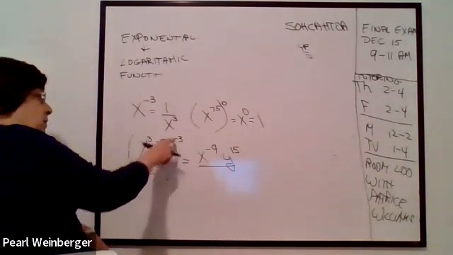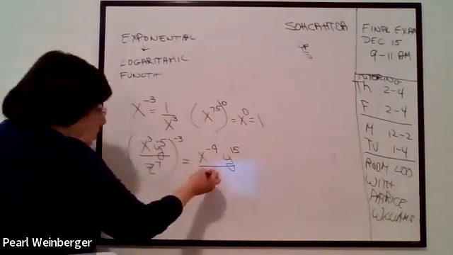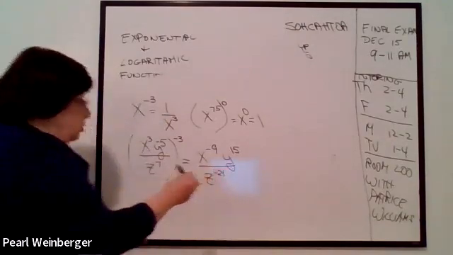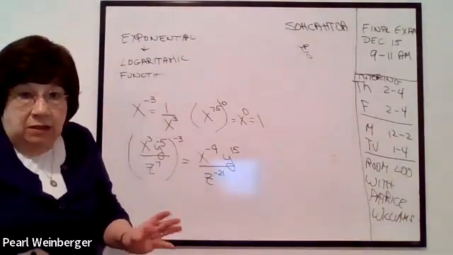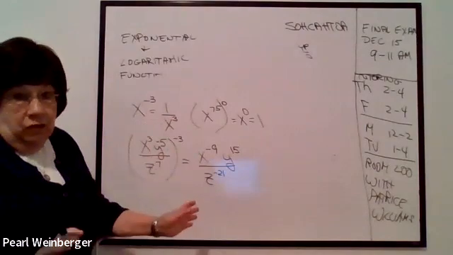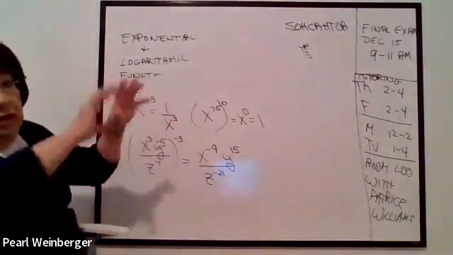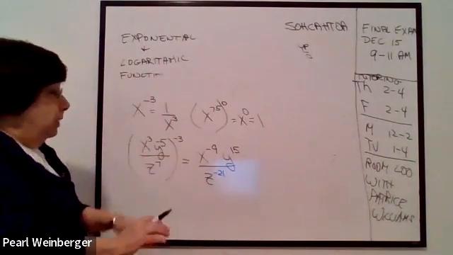And z to the 7th to the -3, I have to do everything because it's in a parentheses, is going to give me z to the -21. So the first step in simplifying these complicated expressions with exponents is to get rid of the parentheses by distributing your exponent.